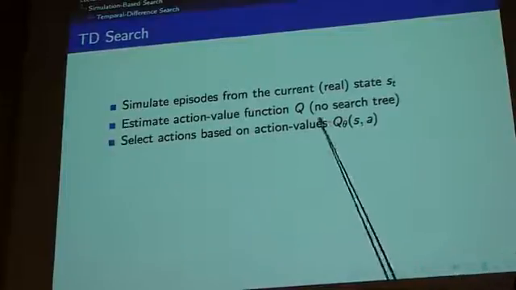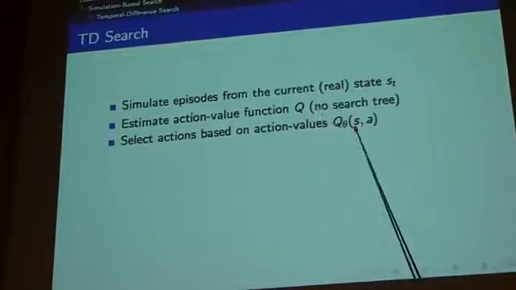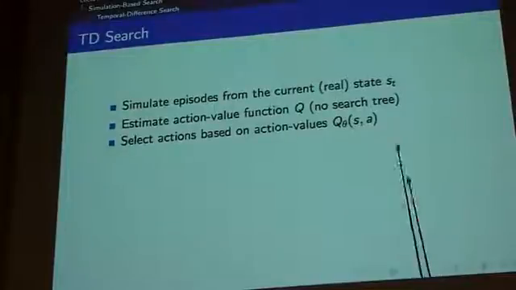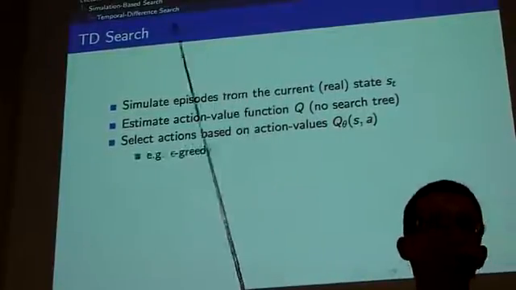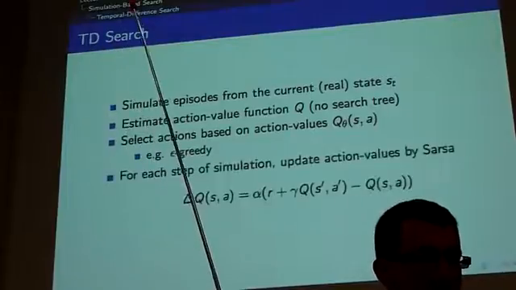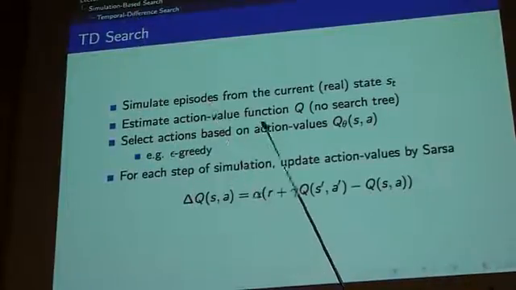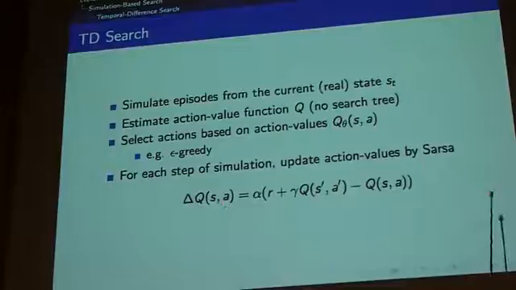So we should say Q theta. So we're going to estimate some Q theta with some parameters theta. We're going to select our actions based on these action values. We're just doing SARSA, for example, using epsilon greedy. And then for each step of simulation, we're going to update the action values by SARSA.